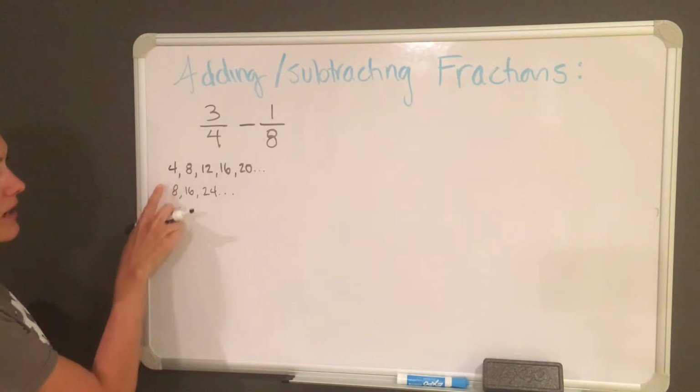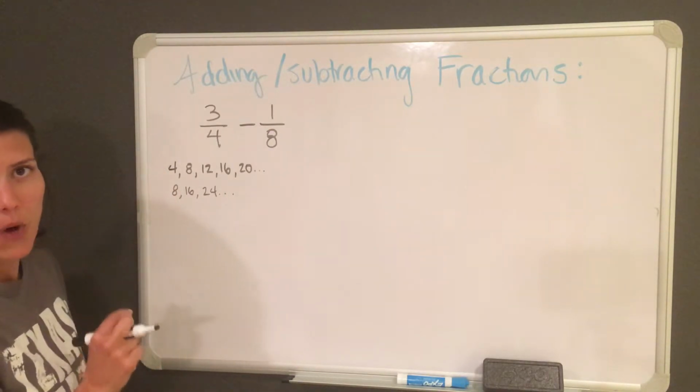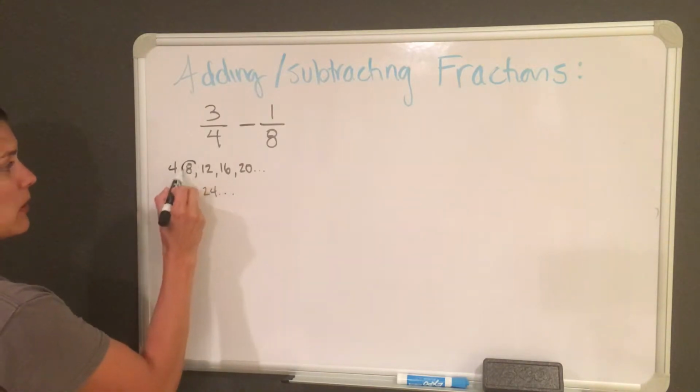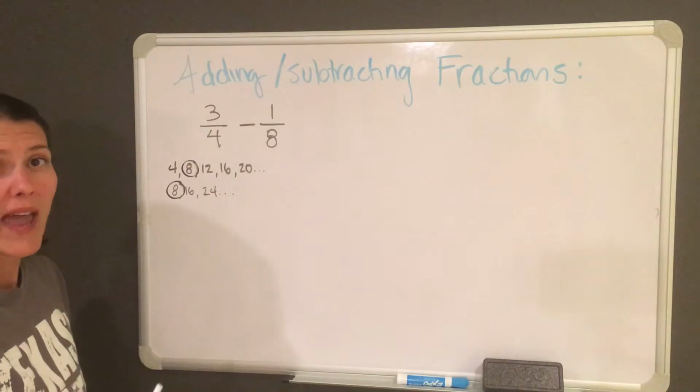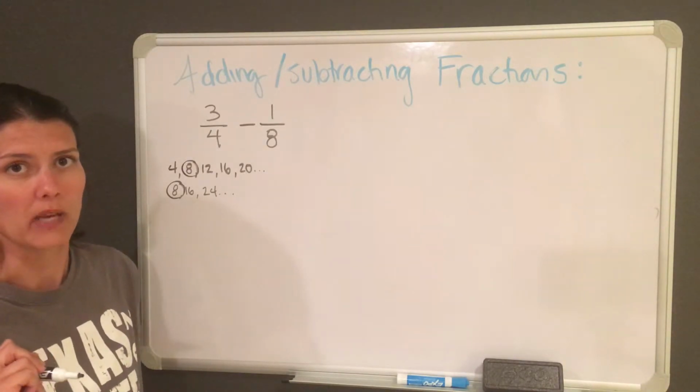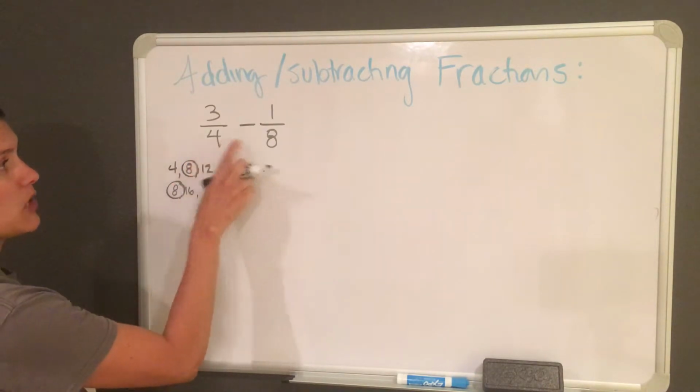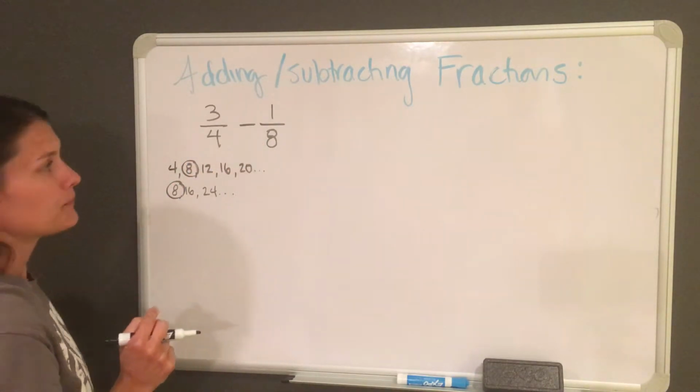Now I'm going to compare the two lists, and pick the smallest number that they both have in common. In this case, I see they both have an 8. So 8 is the least common denominator for this problem. So what I want to do is end up changing my denominators to an 8.